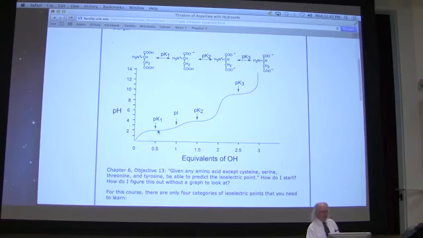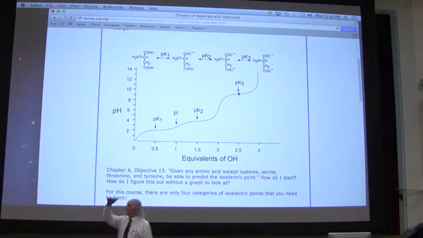We see a flattened region for pKa1. We see a flattened region for pKa2. And we see a flattened region for pKa3. In fact, we could have 10. And every time we got to a pKa value, we would have a flattened region because it's resisting a change in pH at that point. Does that make sense?